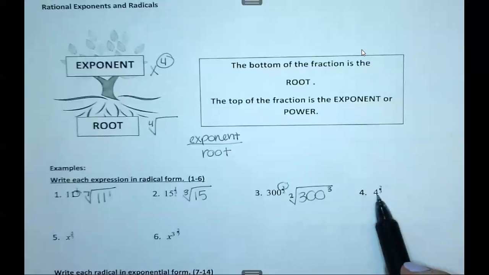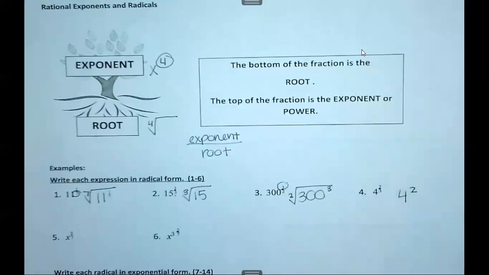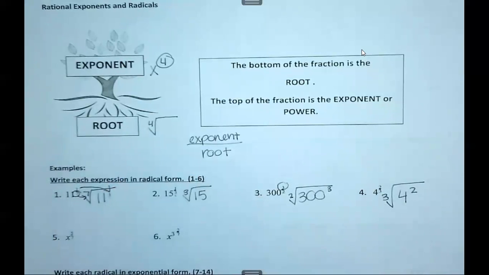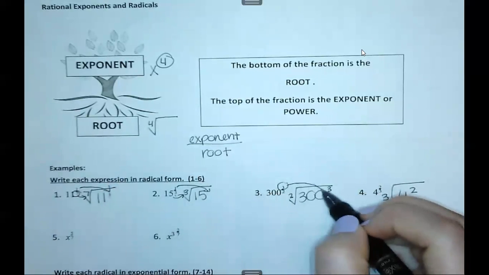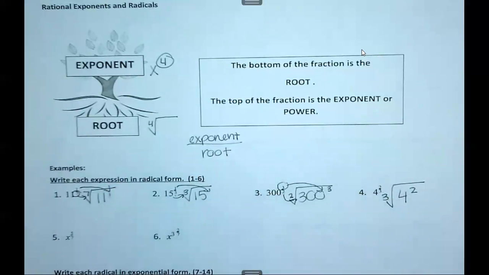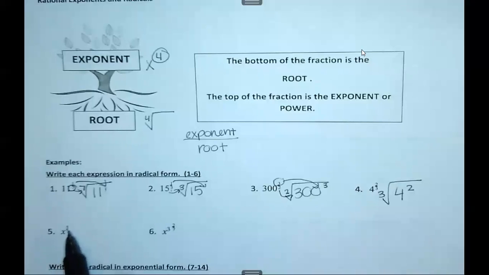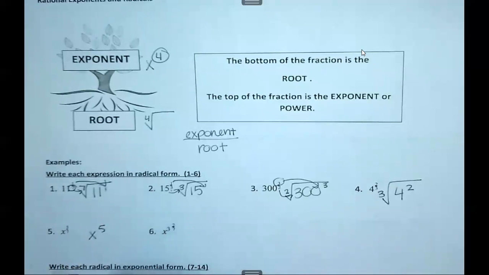All right, number 4, we have 4 raised to the 2/3. So that would mean 4 with an exponent of 2 and a root of 3. So basically, your top always goes here, your bottom always goes here. Top goes here, bottom goes here. All right, 2 more examples. So number 5, we've got x to the 5/7. So top is my exponent, so the 5 goes here, root 7.